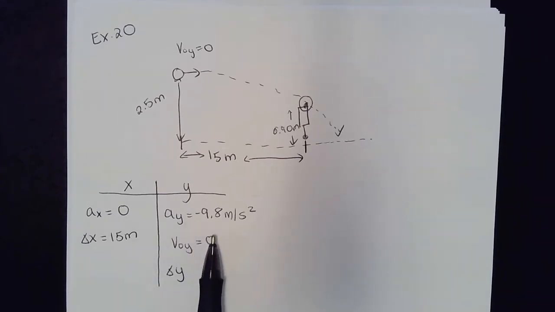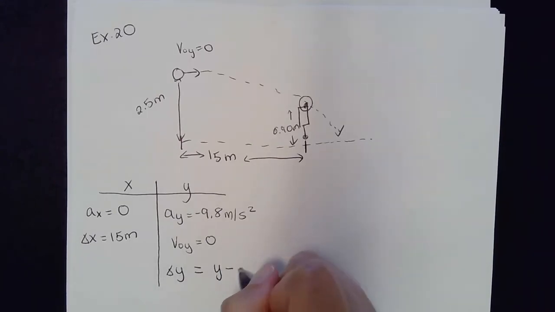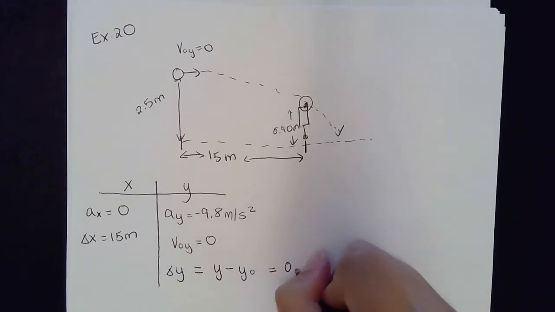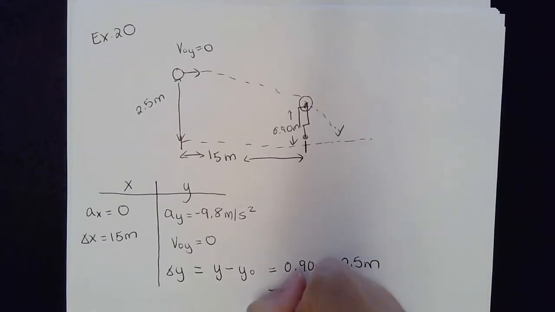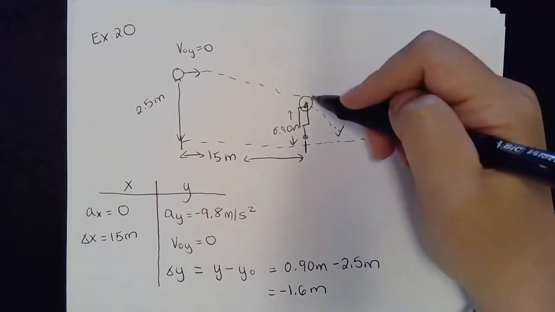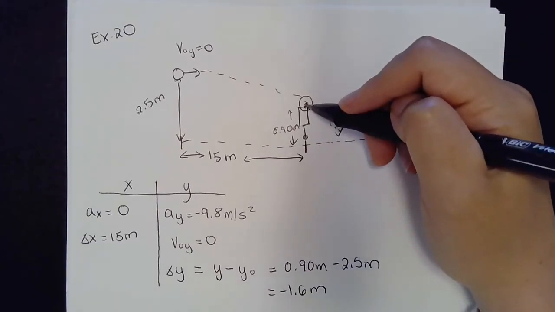We have acceleration, we have V initial y is 0 since it was hit horizontally. And now we have delta y as well. So delta y is y final minus y initial, which is 0.9 meters minus 2.5 meters. So negative 1.6 meters. You can also just see that it's moved down 1.6 meters from where it started.